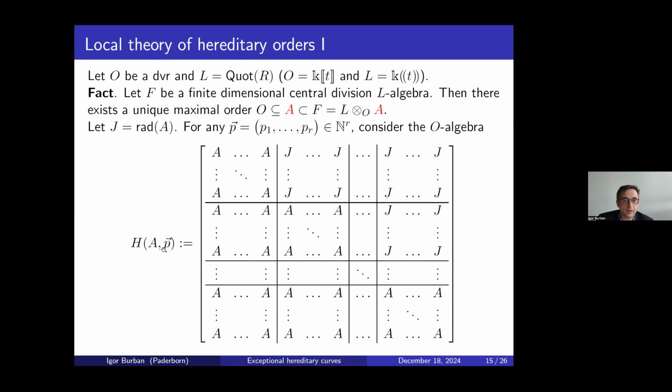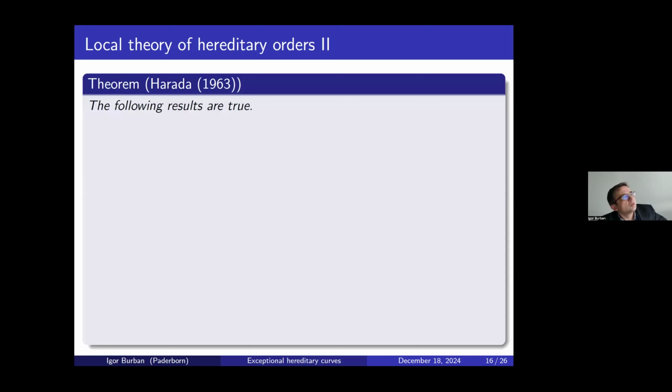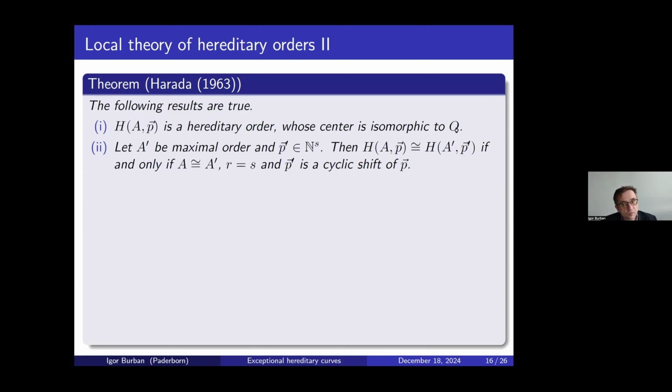And A and pi determine H. And now, results which were established by the Japanese algebraist Harada are the following. Firstly, the ring H I defined before is a hereditary order. So it is an order and it is hereditary in the sense I already said. The center is the discrete valuation ring O I was starting with. And there are good uniqueness results.